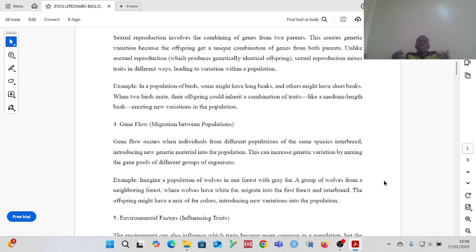Okay? So imagine if there is a population of wolves in one forest, and if at all they have gray fur, just like what we saw in the earlier example of the mice.